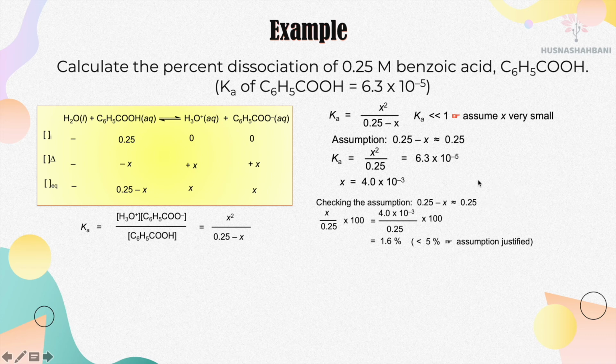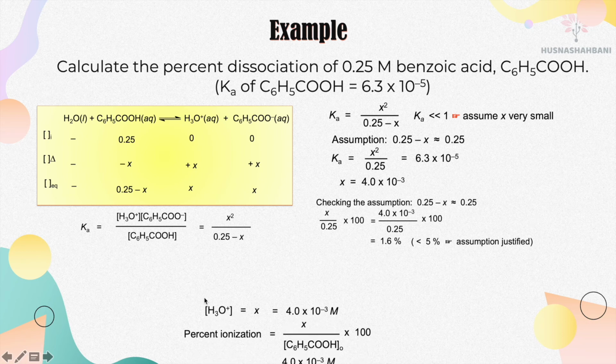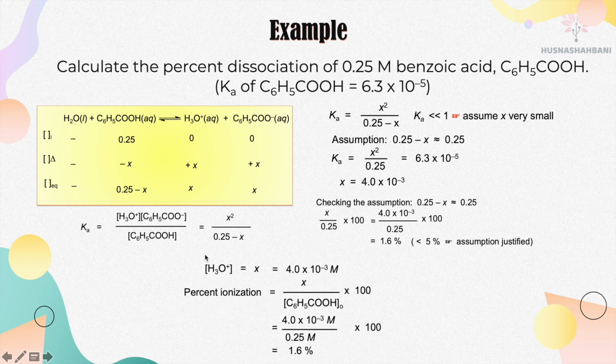So you take that x value over 0.25 times 100 and we'll get 1.6%. This value is less than 5%, so the assumption is justified, meaning it's correct that the x value is extremely small. Carry on with the concentration of H3O+ equal to x. So we have our x value, 4 times 10 to the power of negative 3 molar.